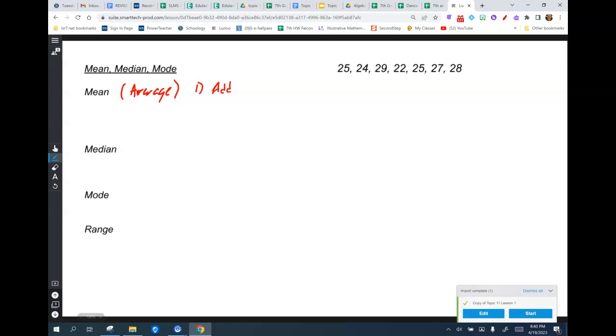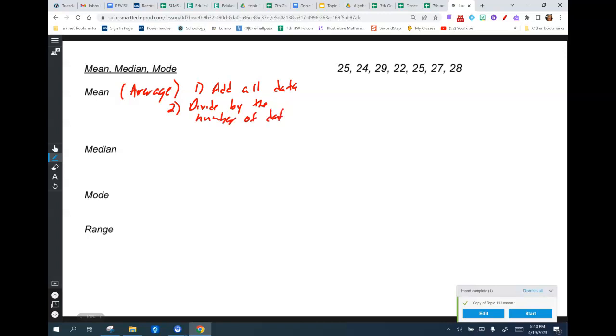add all data, so add each piece. Second then is that you divide by the number of data.